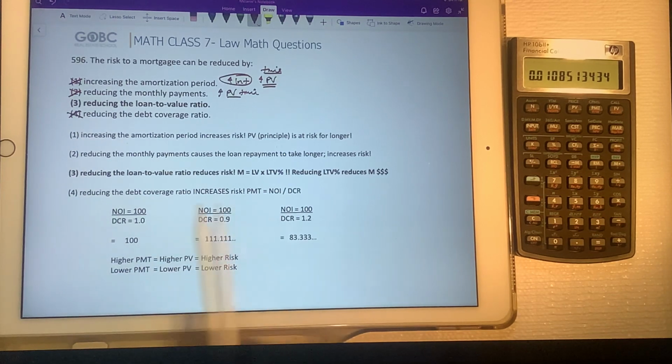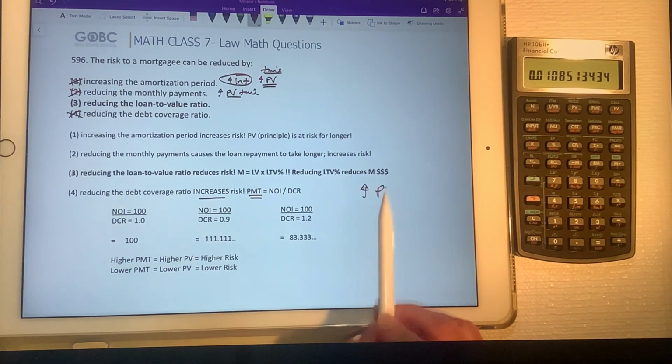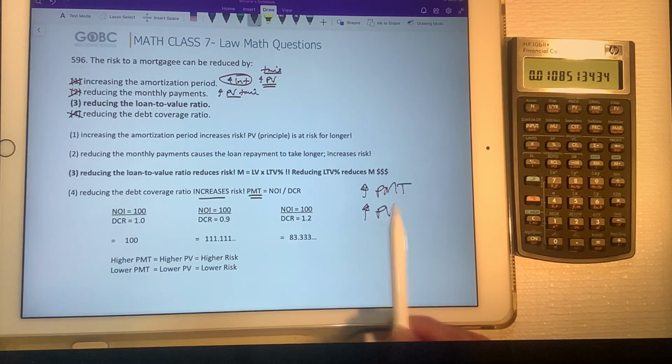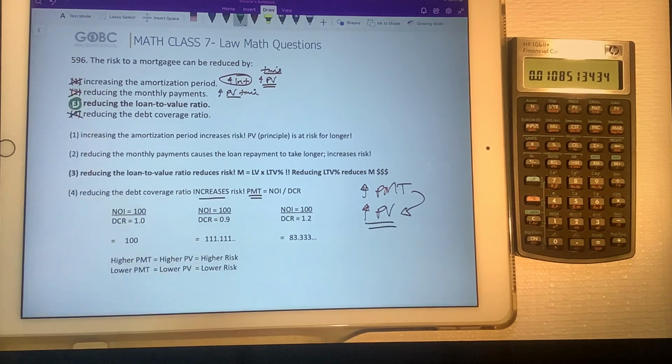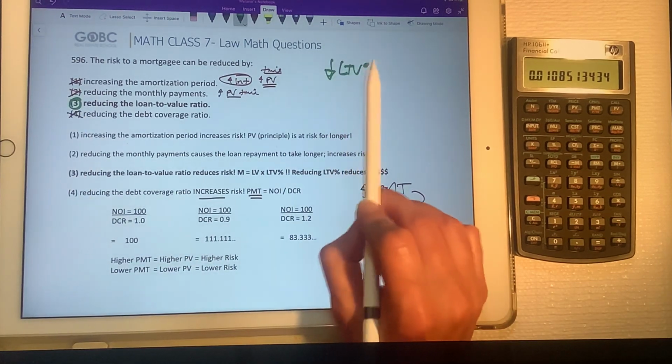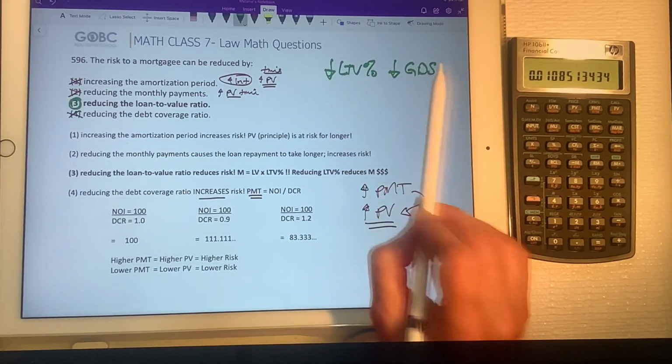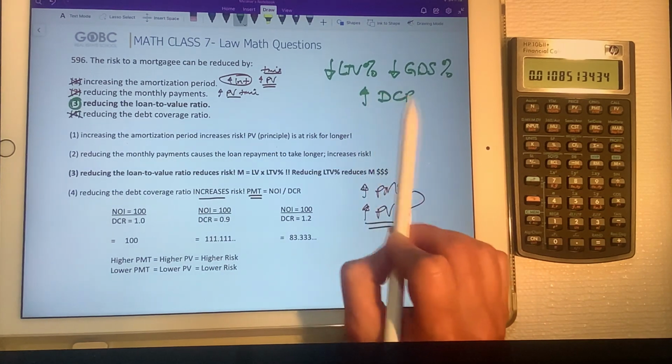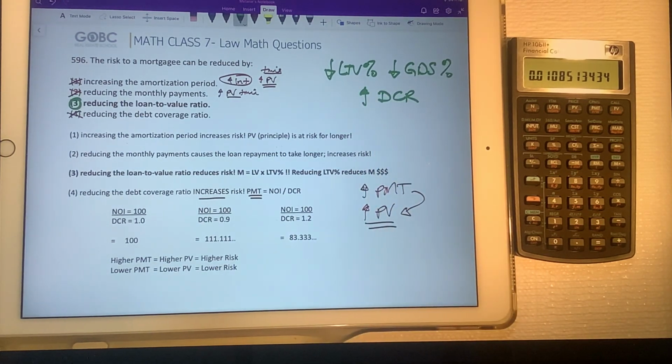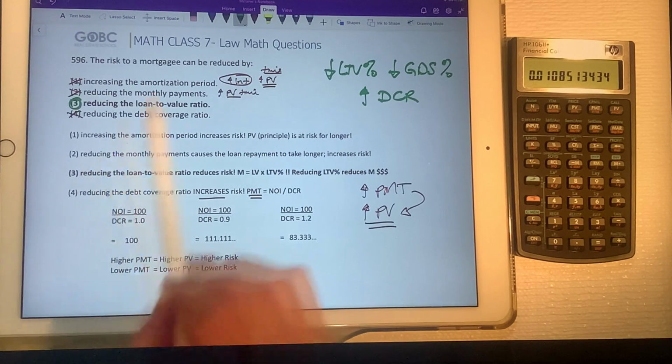Reducing the debt coverage ratio? Nope. If you reduce that debt coverage ratio, it actually increases risk because it'll increase the payment amount that you're allowed to have as the borrower, and then that increased payment would result in that increased PV when we use it to find the PV in our question. So reducing the loan to value ratio is the way, right? Remember, reducing loan to value ratio, reducing gross debt service ratio, and increasing DCR are all ways to reduce the risk to a lender.